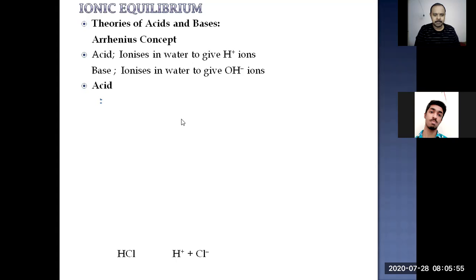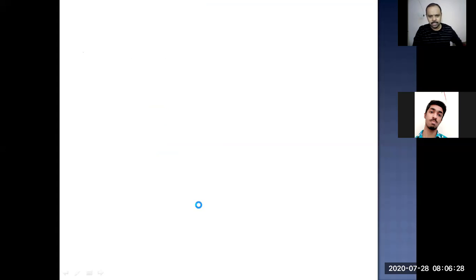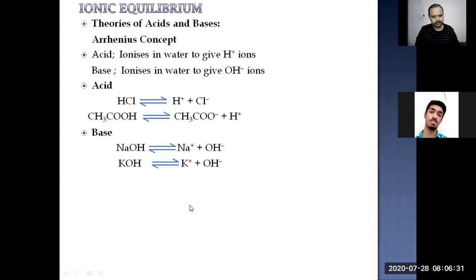Let's take some examples of acids. HCl when added to water gives H plus ion and Cl minus. Similarly, acetic acid will give acetate ion and H plus ion. Since they donate H plus ions upon ionization, they can be considered acids. Similarly, bases. When you add sodium hydroxide into water, it ionizes to give OH minus ion. KOH gives OH minus ion. So these substances can be considered bases. It's a simple theory and nothing else to add.